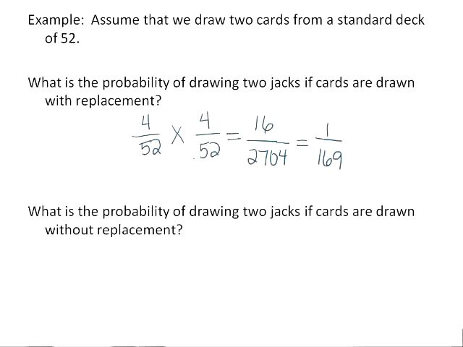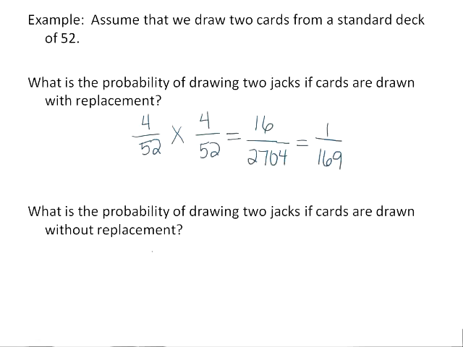So both of these probabilities are the same for the first card and the second card. 4 over 52 times the 4 over 52. Simply because when the second card is drawn, the first card was put back in the deck. So the probability on that second event of drawing a jack on the second card has not been influenced by drawing a jack on the first one.